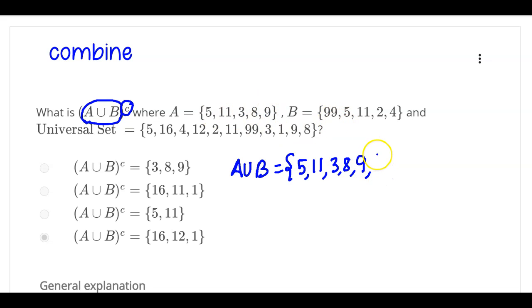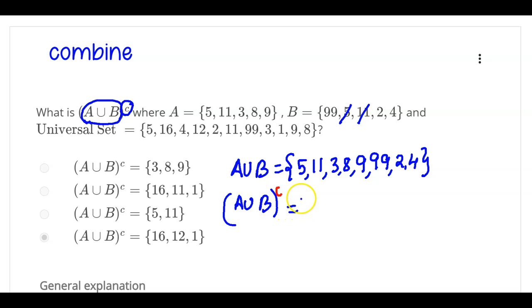I'm moving to the next one, 99. I already have a 5. I don't have to write that. I already have an 11. I don't have to write that. 2 and a 4. That's my A union B. But remember, they're not asking me for A union B. They're asking me for A union B with a complement.